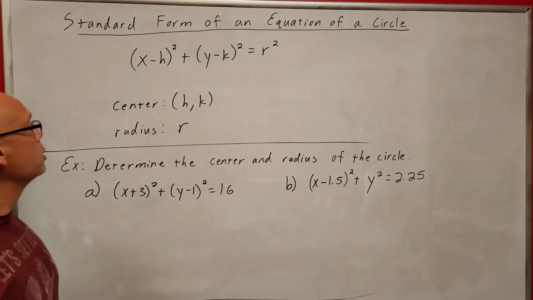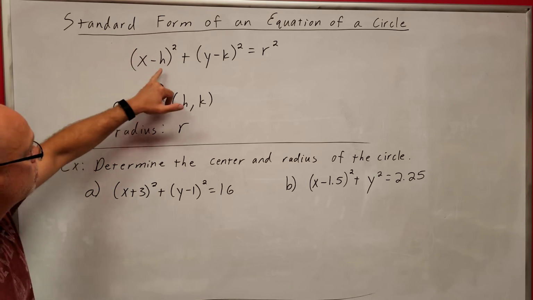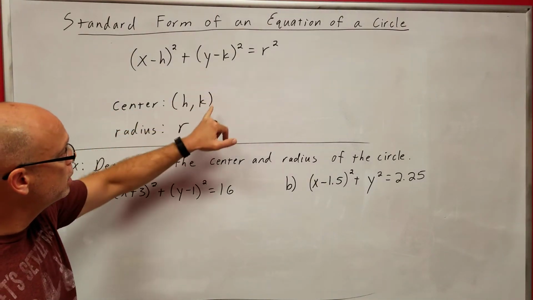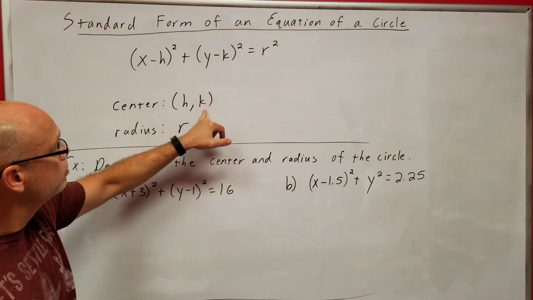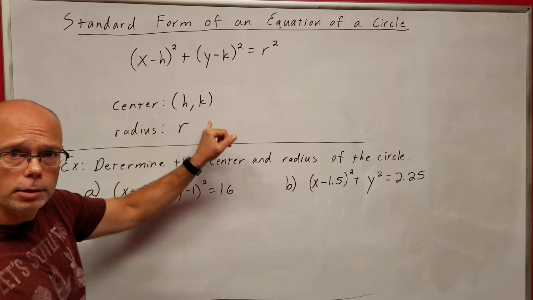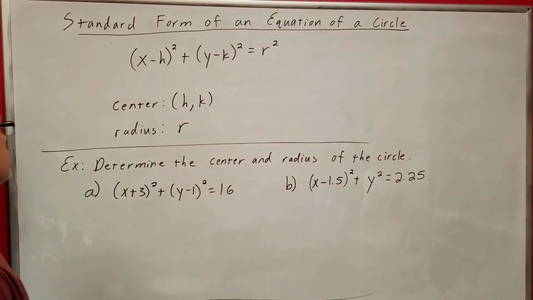All right, so what do I do to find the center? Take the opposite of the number that's here with x, and the opposite of the number that's here with y, but it's got to be inside of parentheses squared. And then take the square root of this number here to find your radius. All right, determine the center and the radius of the circle.